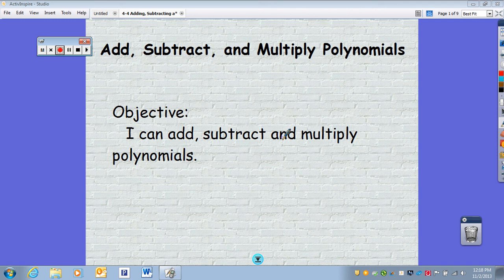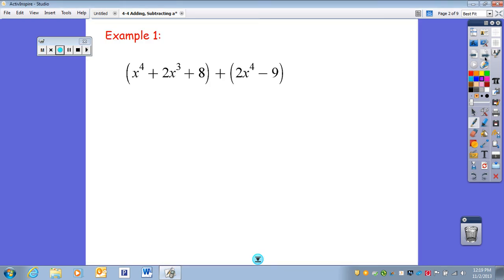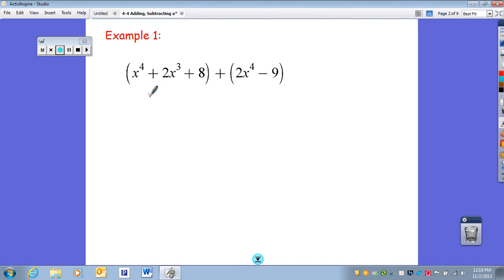In this lesson, we are going to be adding, subtracting, and multiplying polynomials. We are going to start with adding polynomials. Please remember that when we are adding, we're simply adding the coefficients and keeping the base. We want to make sure that our final answer is in standard form.